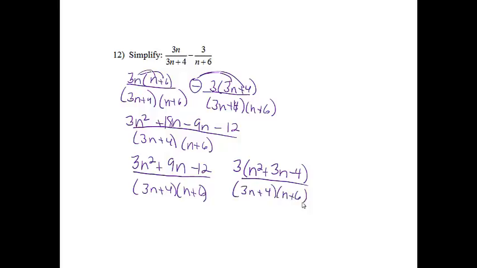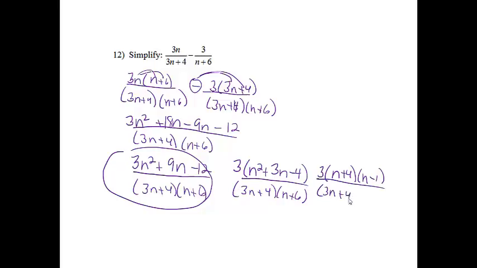That didn't really do too much for me because I do not believe that that expression can be factored. Yes, it can be factored actually if you'd want to. So this answer is 100% okay, but if you wanted to factor this, I believe this would factor as n plus 4 times n minus 1 over 3n plus 4 times n plus 6. But this was not necessary. If you ended it at this step, that would be 100% okay.